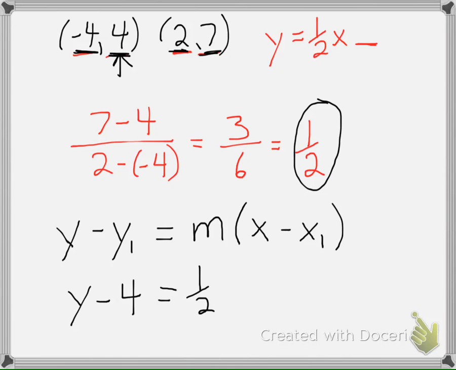So we plug that in. And then times x minus x1. And since I used -4, that means the x value is -4. So I get x minus -4, which I'm going to change to x plus 4. So we get this. So this is the equation for the line in point-slope form.